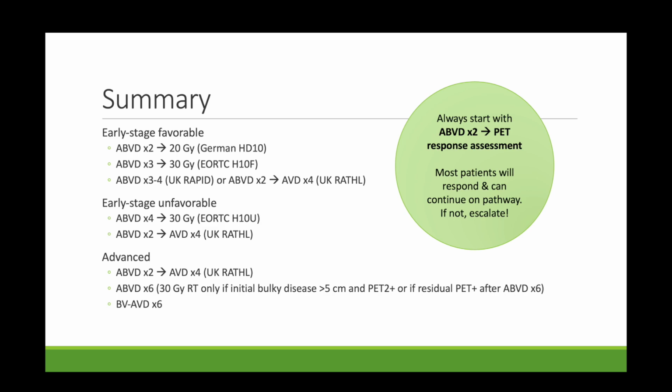So here's a quick summary slide to hopefully cohesively summarize everything that we have talked about in terms of a treatment paradigm for Hodgkin disease. So regardless of what stage, whether it's early stage favorable, unfavorable, or advanced, it's always correct to start with ABVD times 2 cycles and then have a PET for response assessment.